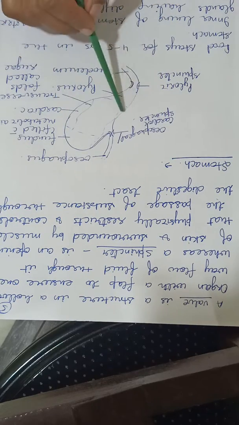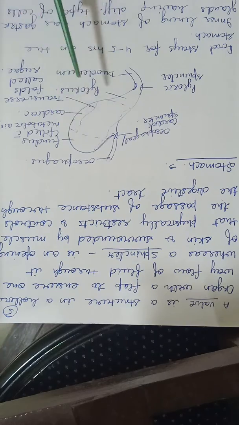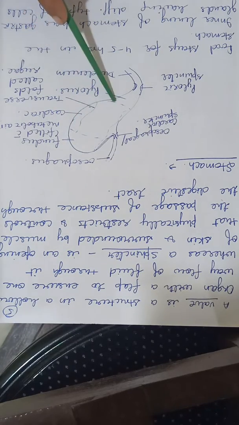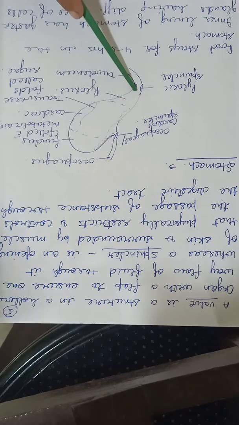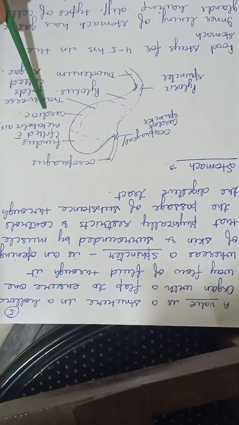This is the stomach. The stomach is divided into three parts. This part is known as the fundus. This part is the cardiac part, also known as the body, and this part is the pylorus part.